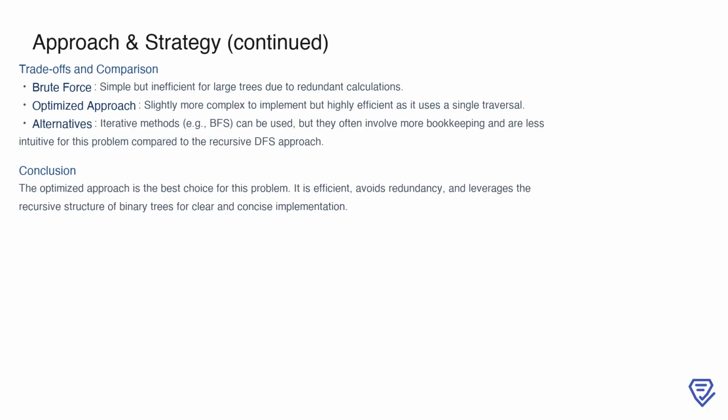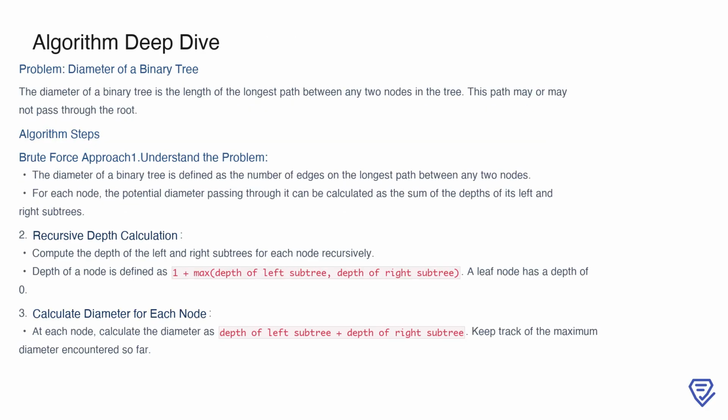For these reasons, the optimized approach emerges as the most effective solution, striking the right balance between clarity, efficiency, and performance. The diameter of a binary tree is defined as the longest path between any two nodes within the tree. This path may or may not pass through the root.